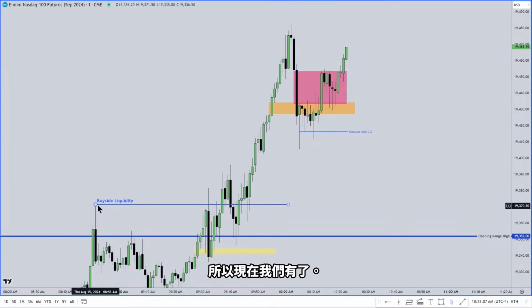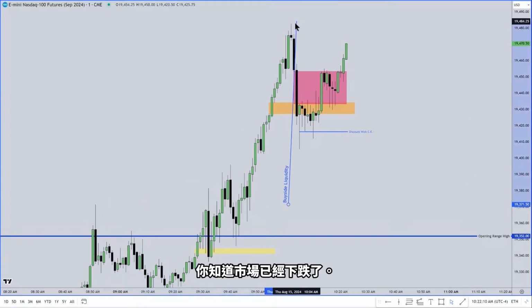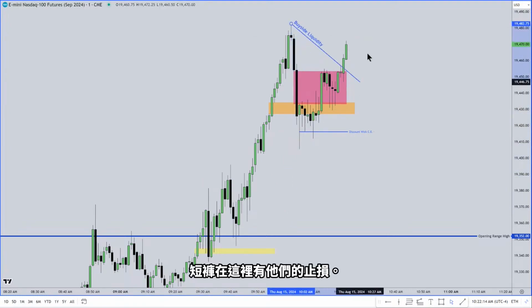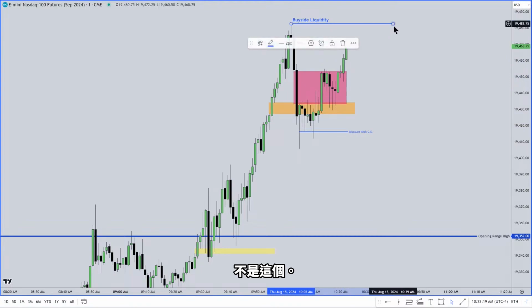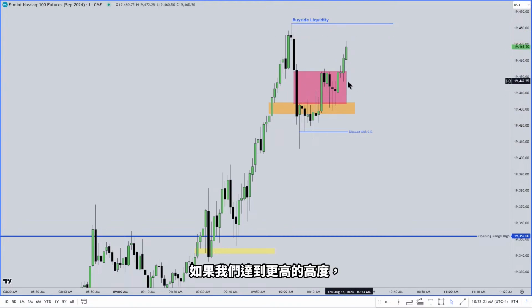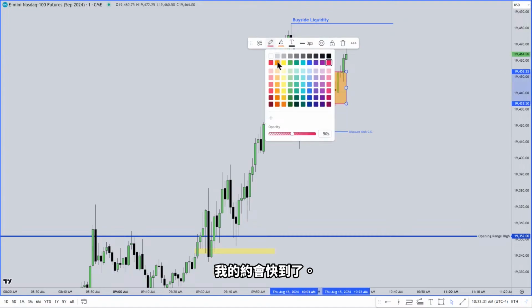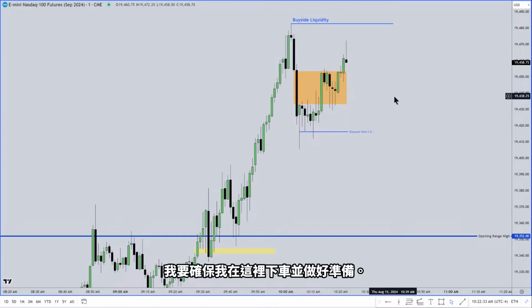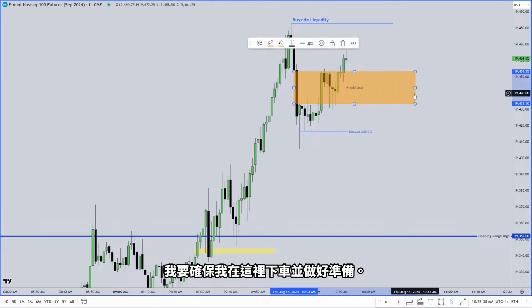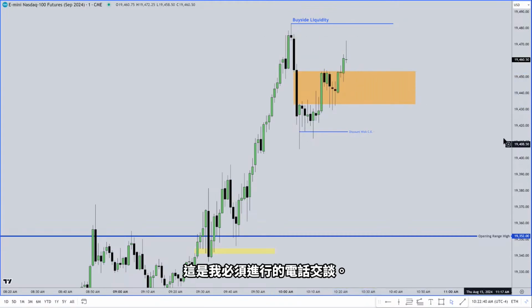So now here's what we have. The market has dropped. Shorts have their stop loss here. Not this one, this one. If we get a higher high, because I have to make my escape here. My appointment's coming up. I'm going to make sure I get off here and be ready for it, because it's a phone conversation I have to have.